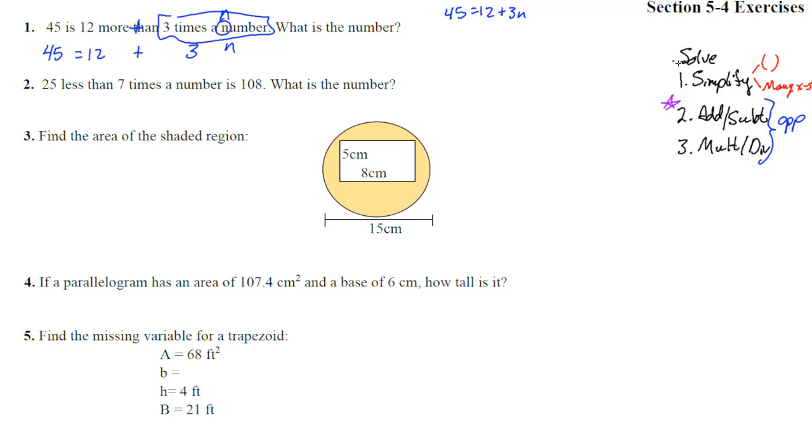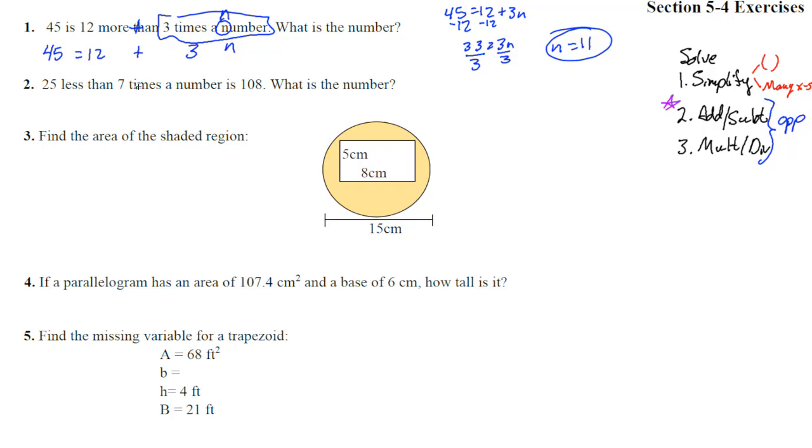Solve for it. Can we simplify anymore? Do we have any parentheses or many n's? No. So we get rid of the addition and subtraction. Subtract 12 from both sides, and we get 33 equals 3n. Divide by the 3. N equals 11. Good deal. Next one, number 2.